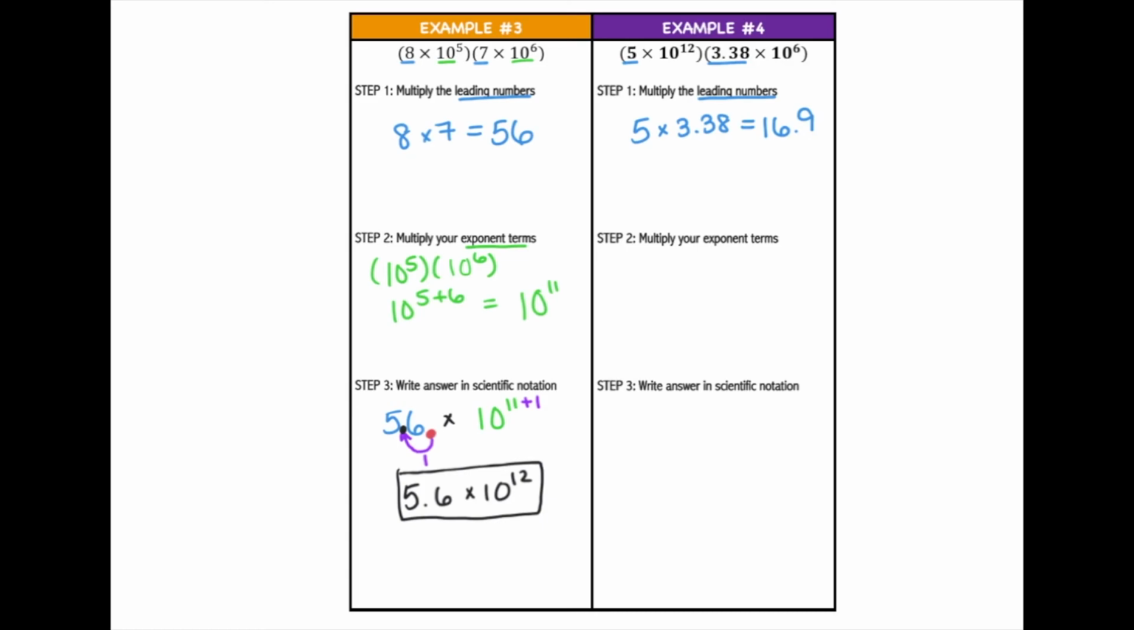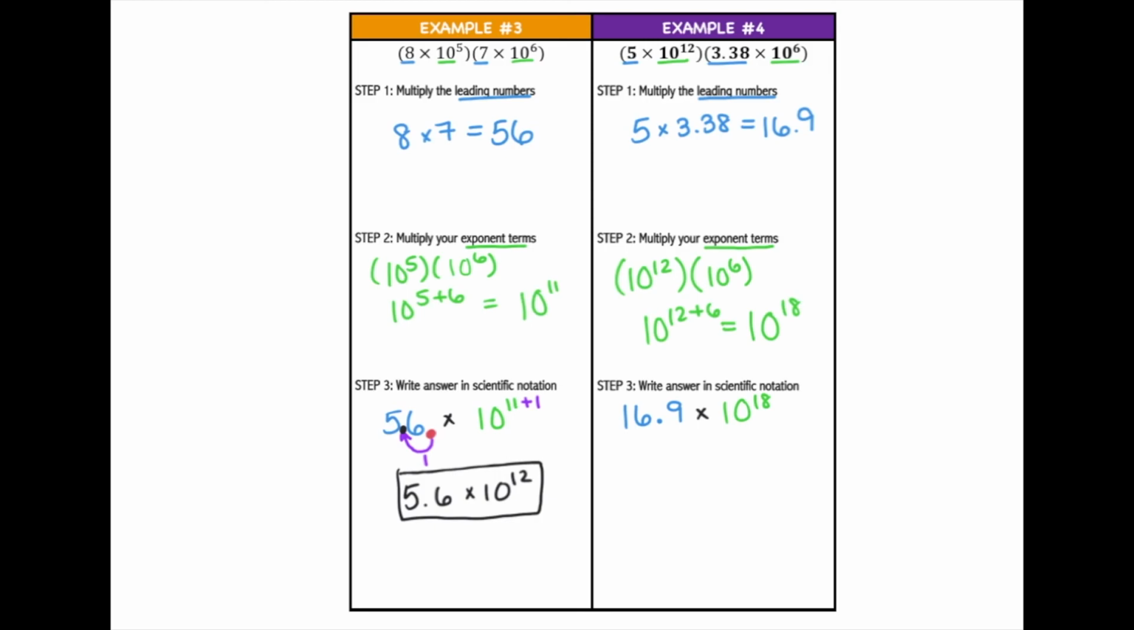And then we need to multiply our exponent terms. So I'm going to multiply 10 to the 12th power times 10 to the 6th power. So we'll keep the base and add the exponents. So our new exponent term is going to be 10 to the 18th power. And then to write this in scientific notation, we have 16.9 times 10 to the 18th power.